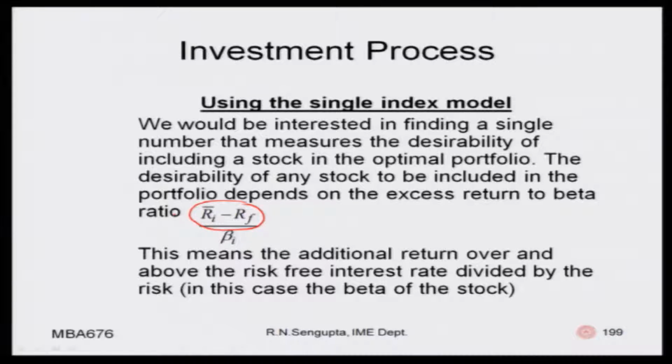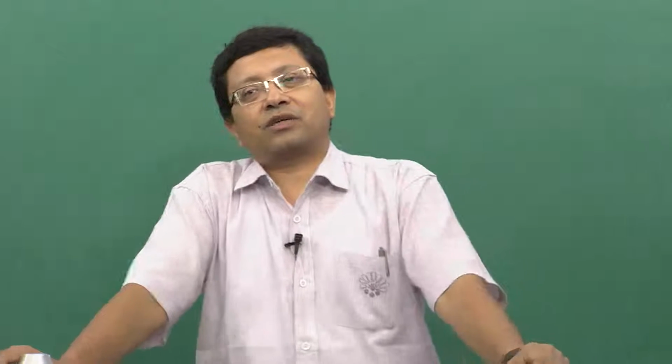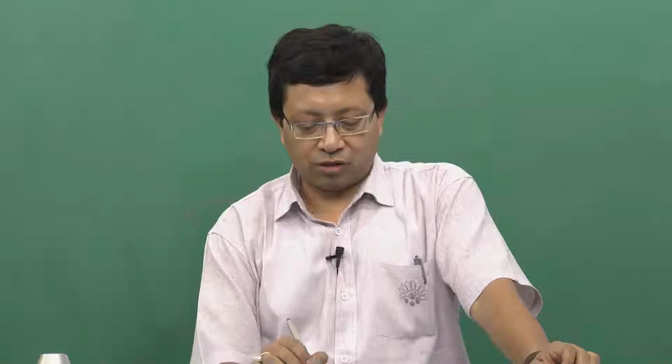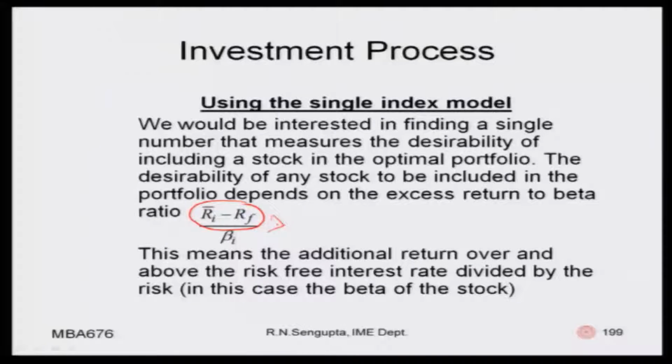What about the risk? We know that we consider risk as, for example, sigma; we can also consider the risk as the beta. So what we want to find out is basically the ratio between the overall return difference, which is there in the numerator, and the risk for the particular stock, the beta. This means that the additional return over and above the risk free interest rate, divided by the risk of that particular stock with the market, would basically be the best measure of how good or bad it would be to include that particular stock in our portfolio.